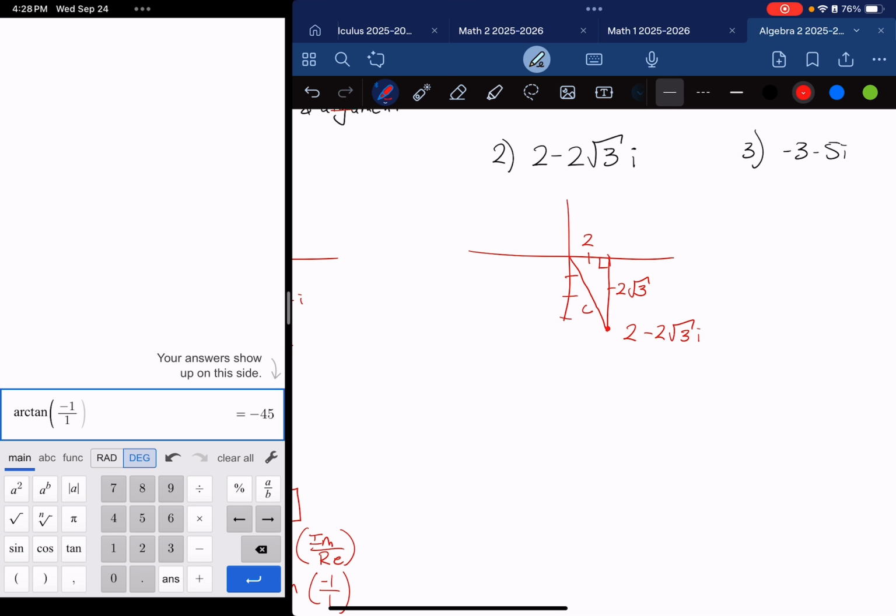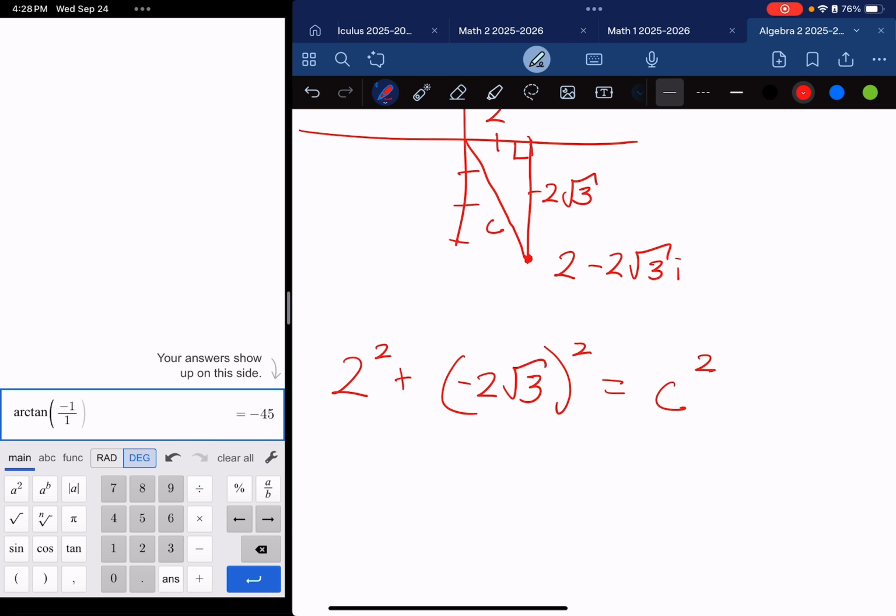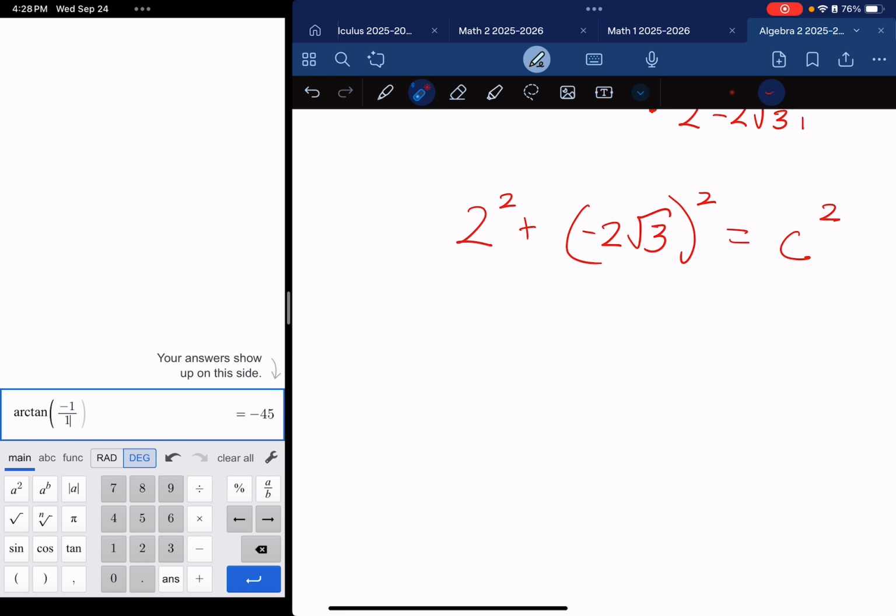So let's say leg squared plus the other leg, which is -2 square root of 3, that other leg squared, is going to be equal to the hypotenuse, which we're calling c squared. And let's solve. This one is a little bit trickier and it does require some review. So 2 squared is the easy part. That's just going to be 4.